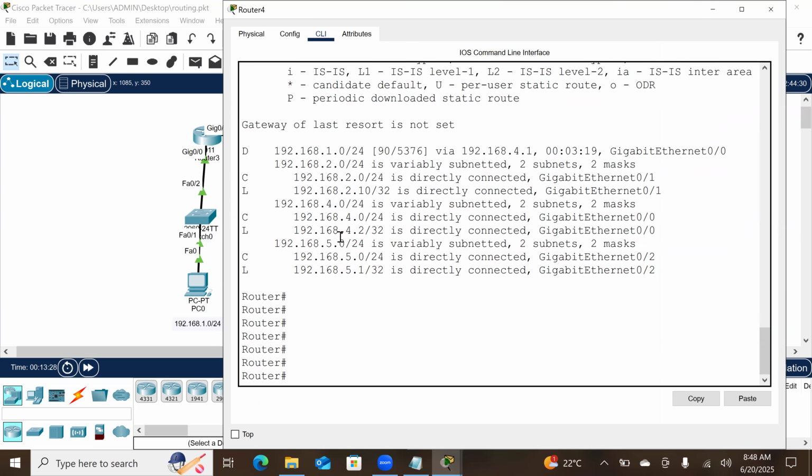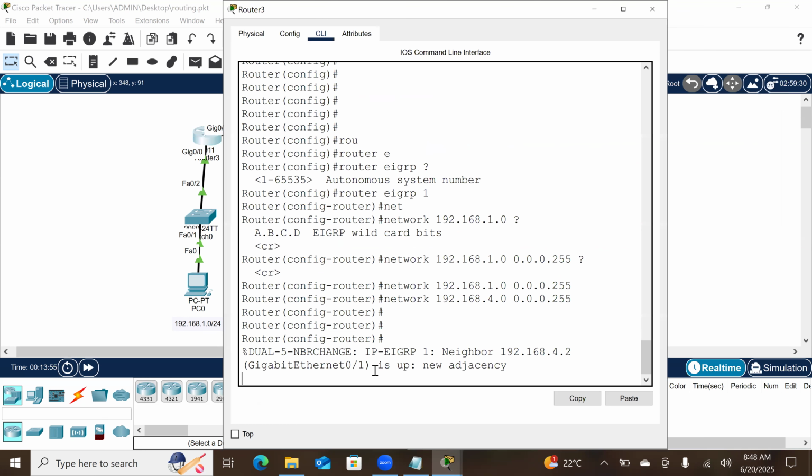EIGRP. Okay. So which is having 192.168.1.0, and what is 90? It's the AD value, internal. And this is again related to the metric calculation. It is connected via 192.168.4.1, and this is the exit interface. Clear? Can you see any 5.0 network? Sorry, the 3.0 network? No.